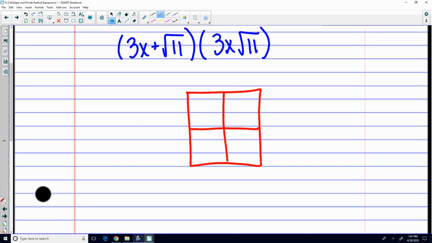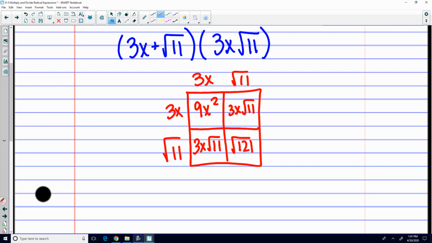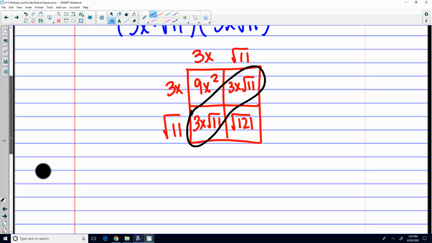I'm going to go ahead and write 3x, square root of 11, 3x, square root of 11, and let's do some math. 3x times 3x is 9x squared. 3x times the square root of 11 is 3x square root of 11. Again, I have another 3x square root of 11, and I have the square root of 121. So let's write out everything that I just got, and remembering, again, like always, these two middle terms are going to combine with one another.